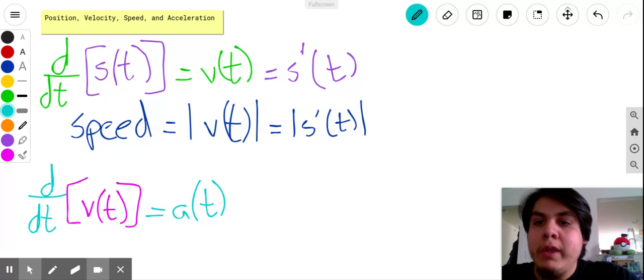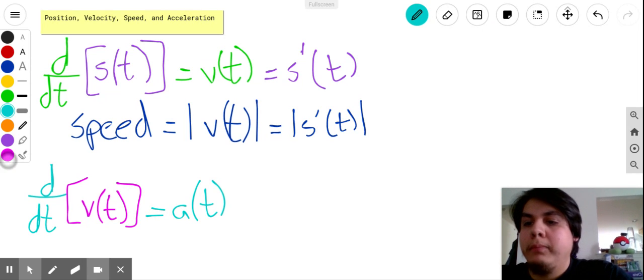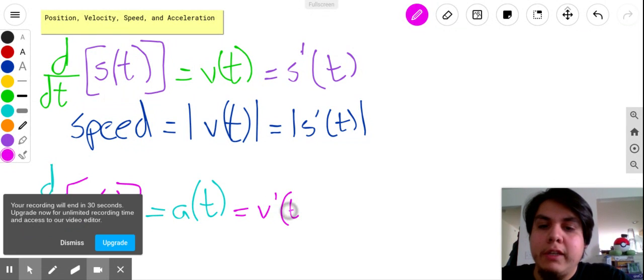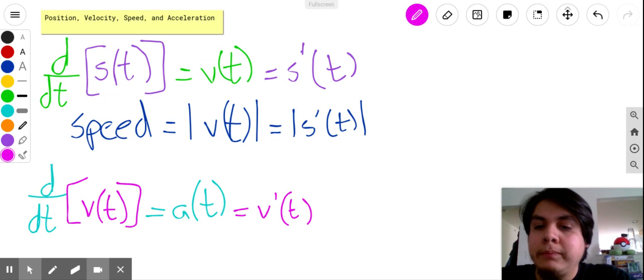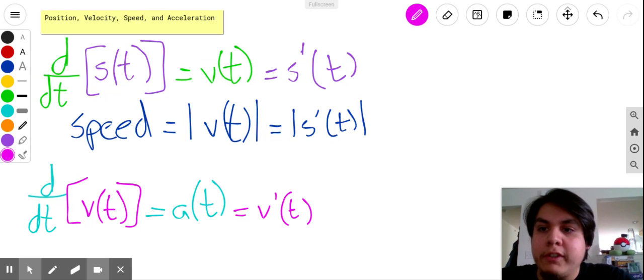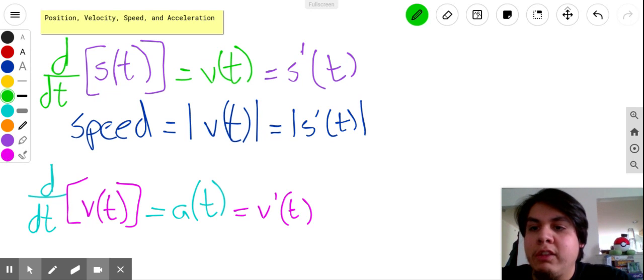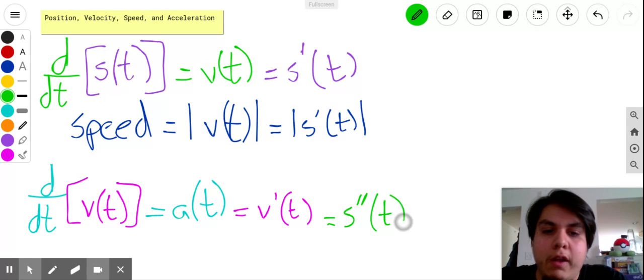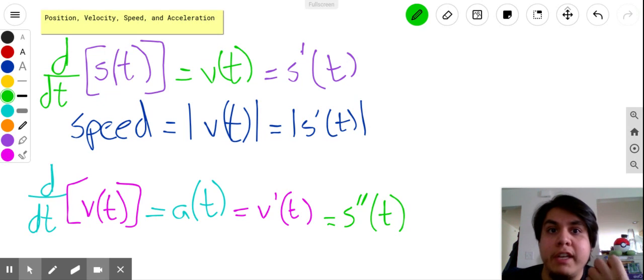So we can say that the acceleration function should equal the derivative of velocity. But remember that velocity was the derivative of the position function. So if I take the derivative of velocity, that's the same as taking the second derivative of your position. Hopefully this helped and made sense of the connection between them.